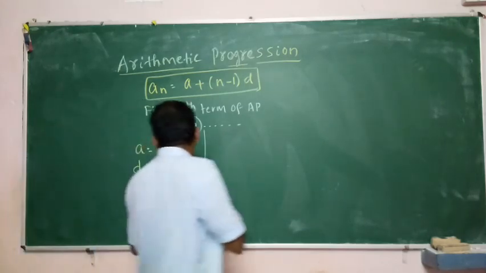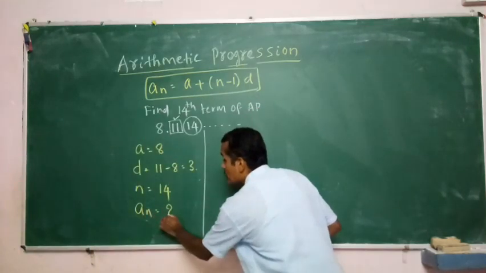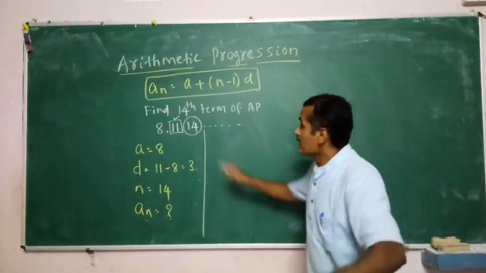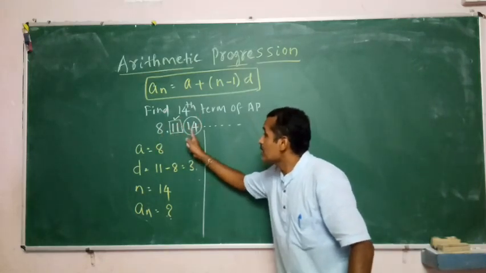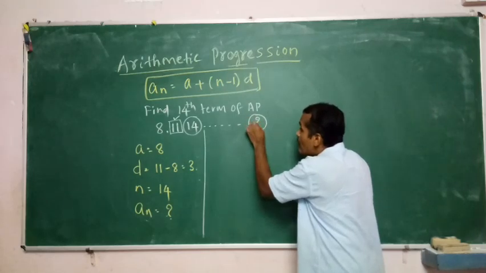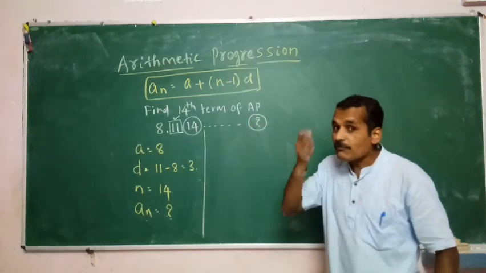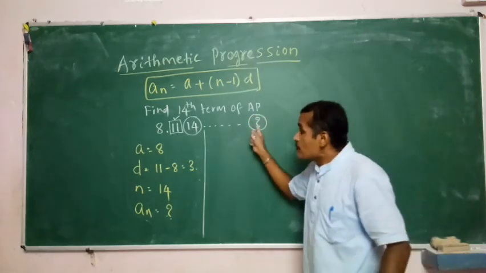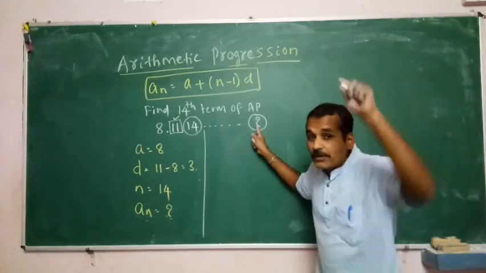Okay. Now I have to find what is the value which is in the 14th place. Now first place, second place, third place, fourth place. Like that, in the 14th place, what is the value that I have to find? Which value? The value which is in the 14th place.